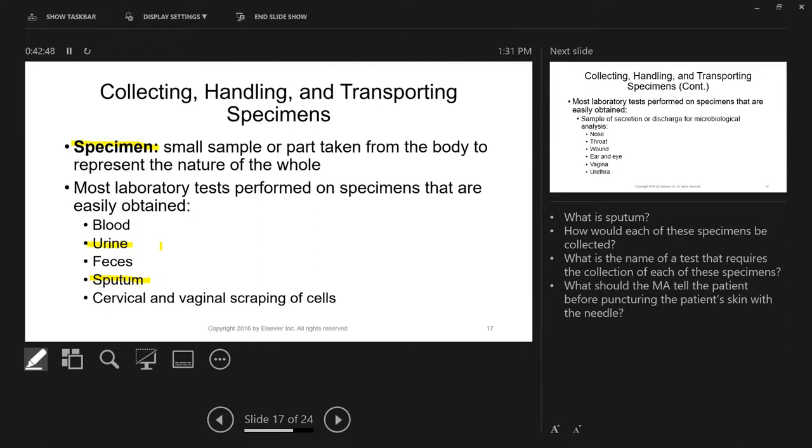Well, yeah, but no, we want the cells that are in the back of your airway, because those cells are most similar to the cells of your lungs, where the coronavirus is going to be affecting. Gosh, if we could stick that tube all the way down into your lungs and collect some lung cells, that would be the best, okay? But we can't, so nasopharyngeal is the next best. In any case, lab tests are going to be performed on things that are easy to get a hold of, okay?